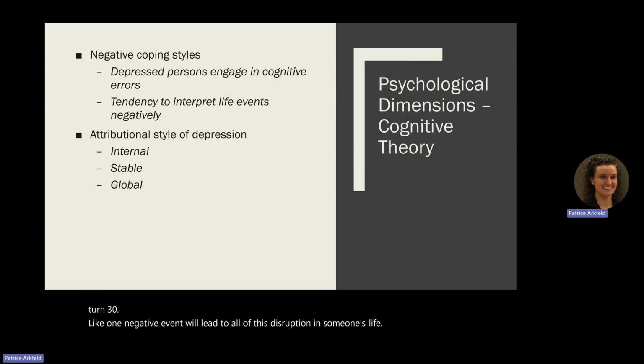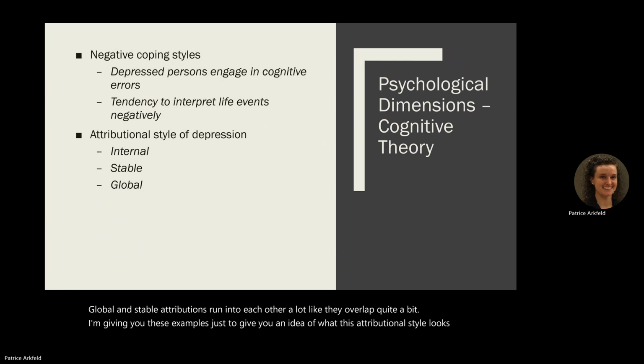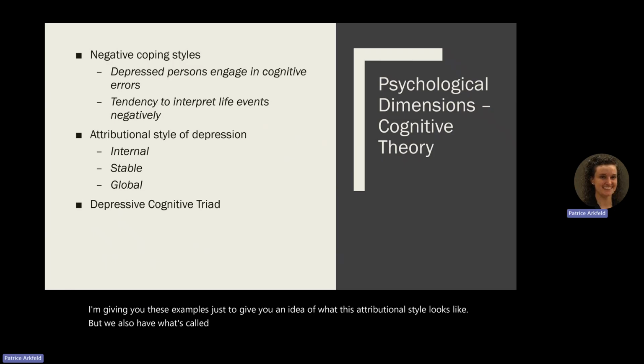Global and stable attributions run into each other a lot. Like they overlap quite a bit. I'm giving you these examples just to give you an idea of what this attributional style looks like. But we also have what's called the depressed cognitive triad, which is a psychological component of depression.